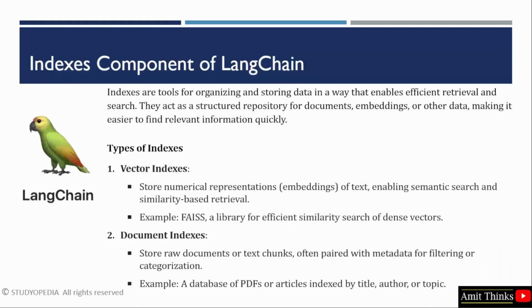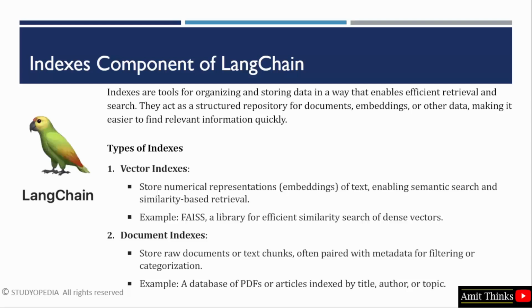If you want to store data in a way that allows efficient and quick retrieval of data, then use indexes. In a similar way, indexes in LangChain are tools for organizing and storing data that enable efficient retrieval and search. They make it easier to find relevant information quickly and act as a structured repository for documents and embeddings. Here are the two types of indexes, vector and document.